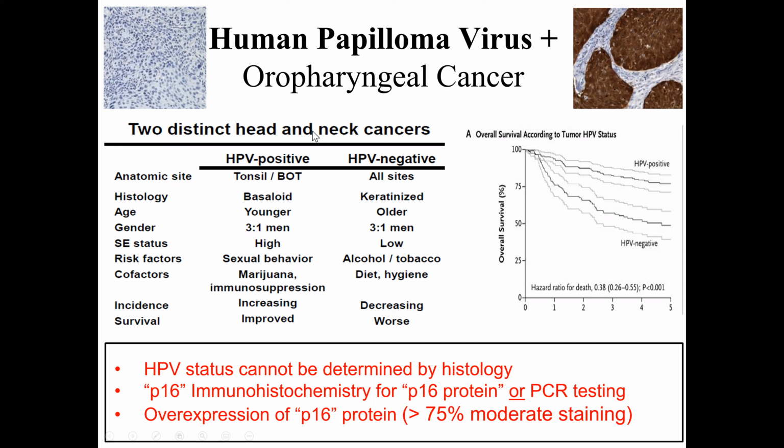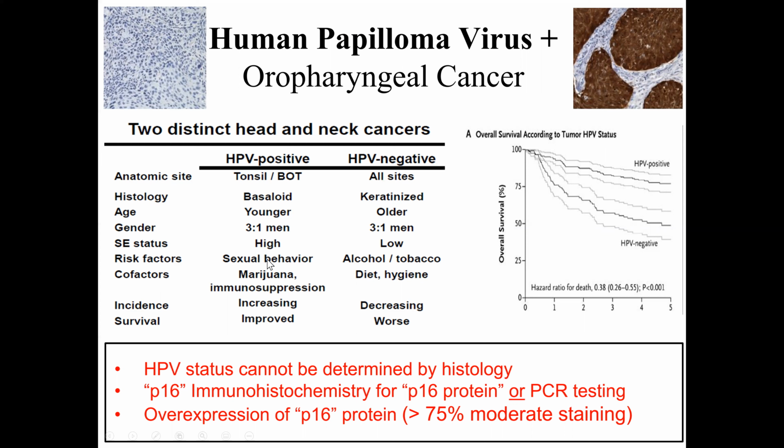And I think all of us now are familiar with this. So for HPV positive tumors, these primarily involve the tonsil and the base of the tongue, whereas HPV negative tumors can involve all sites. The histology for HPV positive tumors tends to be basaloid, whereas HPV negative tends to be more keratinized. HPV positive tumors tend to arise in younger patients, whereas HPV negative tumors are in older patients. The gender predilection is the same. The socioeconomic status tends to be higher in HPV positive tumors and lower in HPV negative tumors.